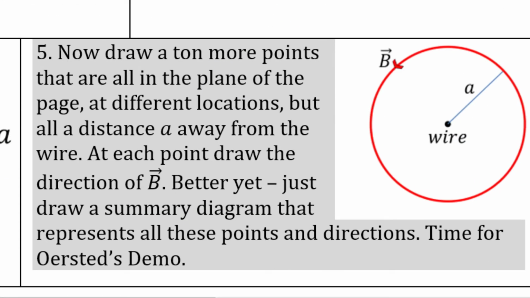Box 5 says, okay, now that you've figured this out for that point, walk around this wire maintaining a constant distance a away from it and keep drawing magnetic field vectors all along the way. This is what you would get.